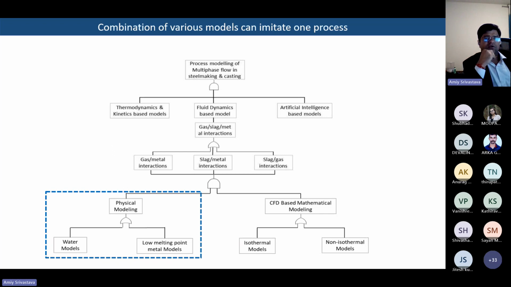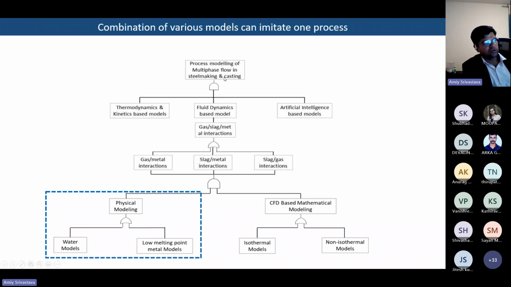It is not possible that we use just one model and solve the problem, because these problems are quite complex. So I have made a flow diagram here. You can see the process modeling of multi-phase flow in steel making and casting. It can be studied using three different models, and here I have given the AND gate sign. AND gate means there is no OR here, so you have to use all three, and only then can you solve these problems.